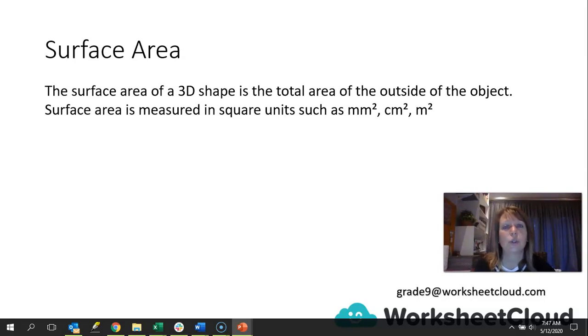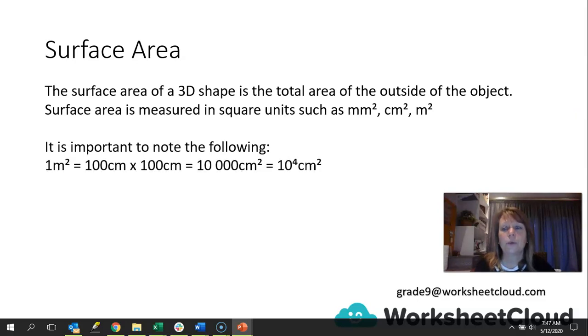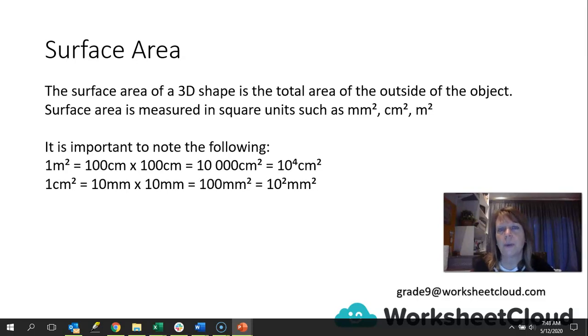Right, so the surface area is measured in square units, just like the area in a 2D shape is measured in square units. So it would be millimeter squared, centimeter squared, or meters squared. It's important to note the following. 1 meter squared is equal to 100 centimeters times 100 centimeters, because remember a meter is 100 centimeters. So if you multiply that together, you're going to get 10,000 centimeters squared. So 1 meter squared is the same as 10 to the power of 4 centimeters squared. And then 1 centimeter squared is equal to 10 times 10 millimeters, which is 100 millimeters squared, and that's 10 squared millimeters squared. So if you are asked to convert from the one to the other, you can just go back to this, write it down and keep it somewhere safe.